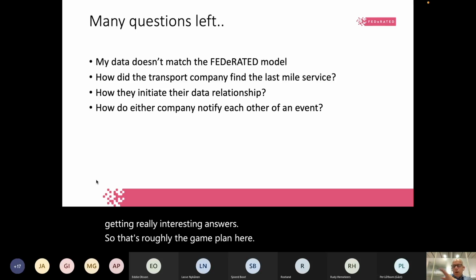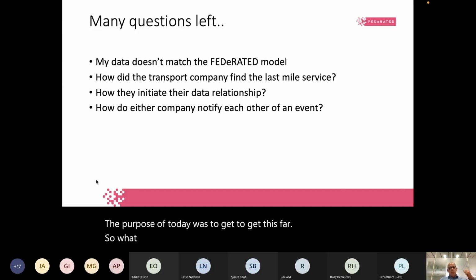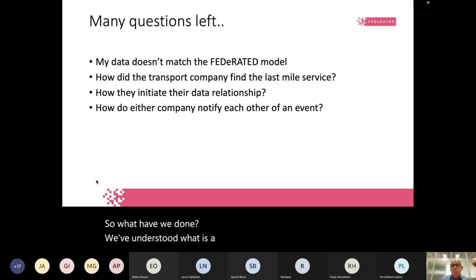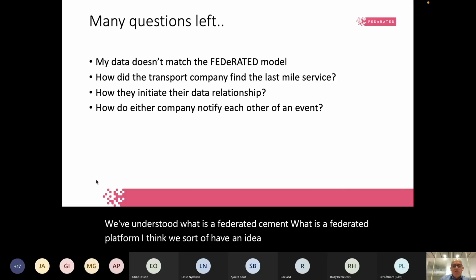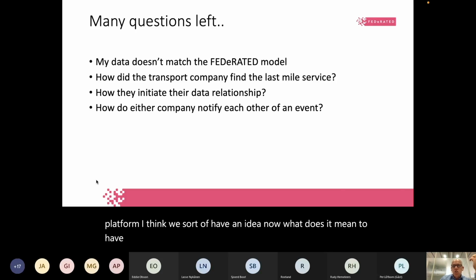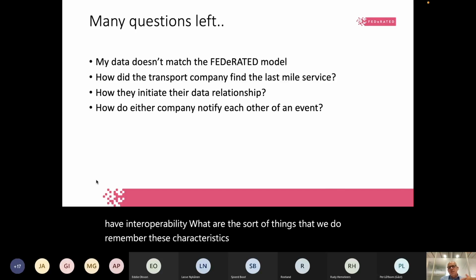The purpose of today was to get this far. So what have we done? We've understood what is a federated platform. I think we sort of have an idea now. What does it mean to have interoperability? What are the sort of things that we do? Remember these characteristics of cargo tracking, visibility, and all that stuff. These are the sort of things we pursue.